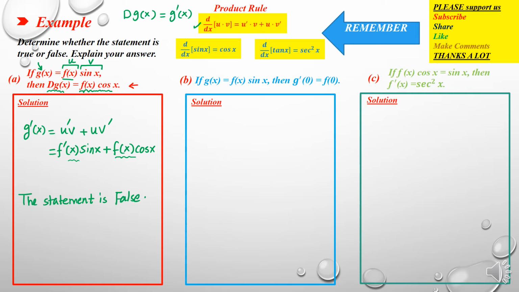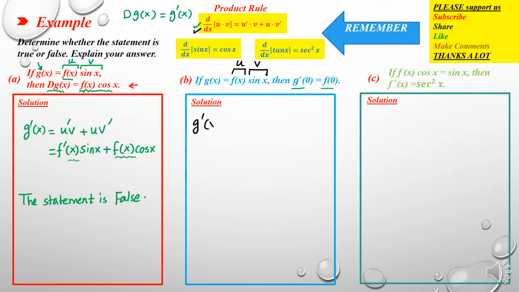Now in part B, we have g of x equals f of x multiplied by sine x, and you have to check if g prime of 0 equals f of 0. First you have to find the derivative of g at any x. So also in part B, the function g is multiplication of two functions. This is u and this is v, and you have to use the product rule again.